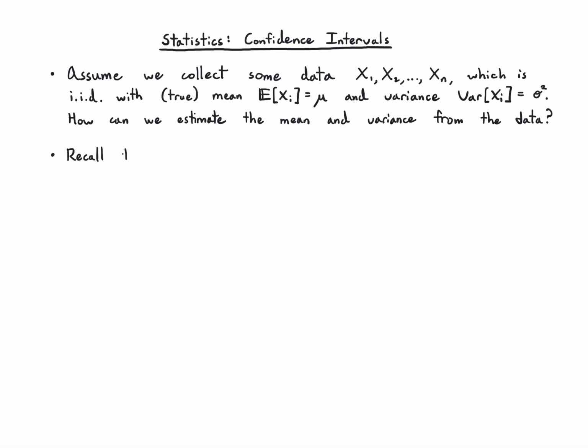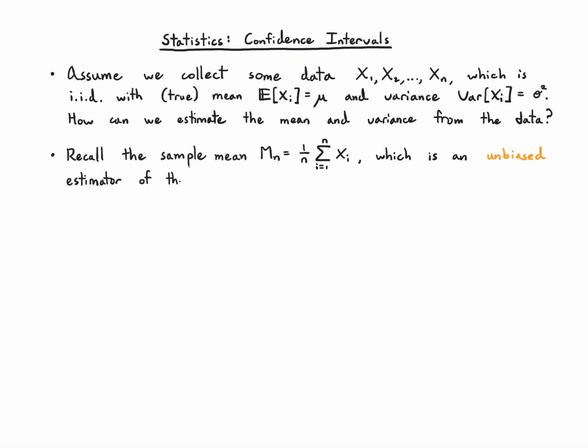Okay, well, recall I introduced this idea of the sample mean, which was just the average of the xi, and that was an unbiased estimator of the mean, right? So its average was actually mu, and its variance was sigma squared over n, meaning that as I collect more and more data, the variance goes down to 0. So I'm getting a sharper and sharper estimate of the mean. Well, what about the variance? How should I estimate the variance?